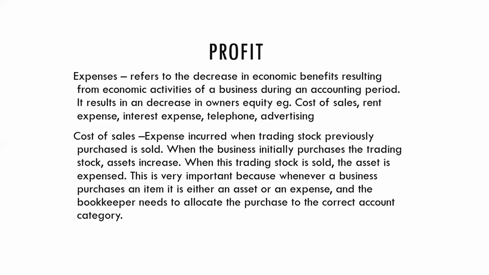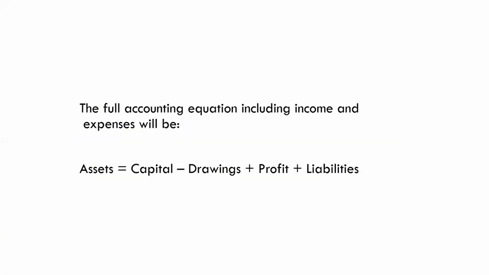Then when the trading stock is sold, the asset is expensed. In other words, only when you sell that trading stock do you account for the cost of sales on it. It doesn't happen immediately when you buy it. This is very important because whenever a business purchases an item, it's either an asset or an expense, and the bookkeeper needs to allocate the purchase to the correct account category. You'll see in the next topic, I'll go into a lot more detail about this cost of sales.